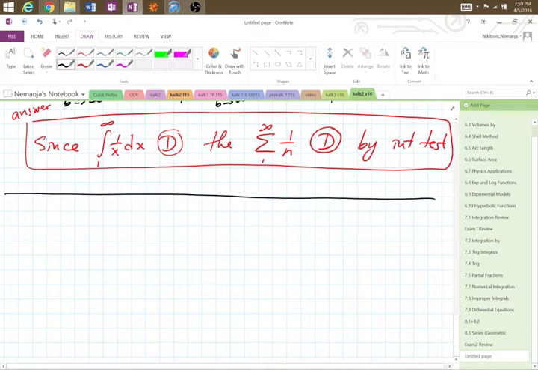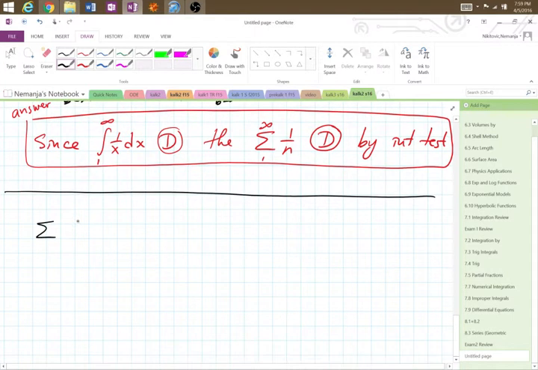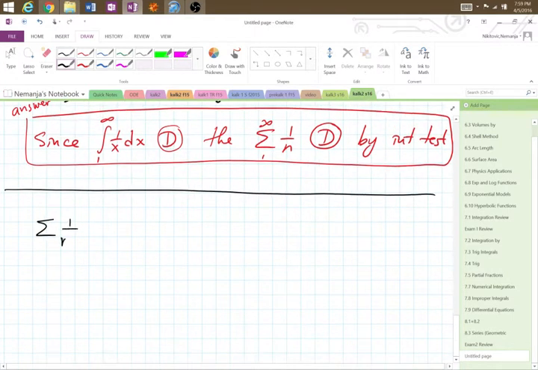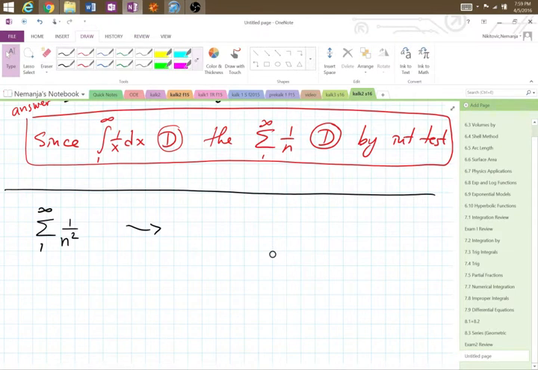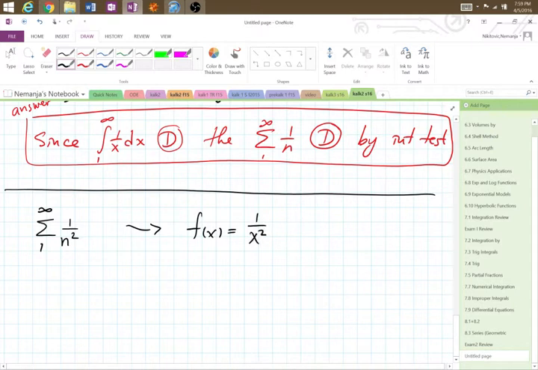Another example. How about the series 1 over n squared? How about that one? Start at 1, go to infinity. Well, again, I could make over here the function f of x equals 1 over x squared. I can make that. That works.